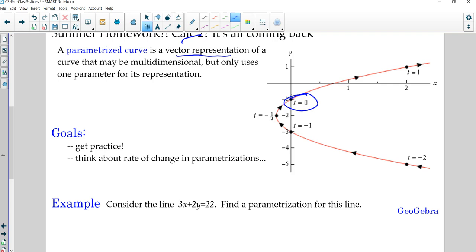So really what we're going to focus on today is getting a lot of practice, because this is one essential skill for all of Calc 3. We need to be very good with parameterizations. And then, since it is calculus, right? Calculus is the study of rate of change. We want to think about the rate of change with these parameterizations. Okay? So let's start off with an example here.